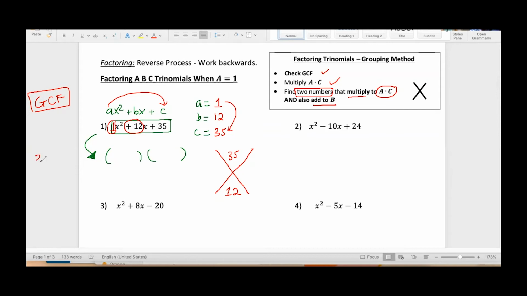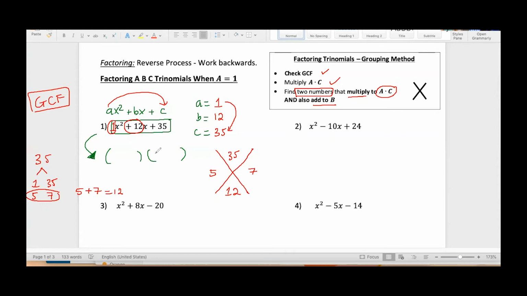So I would like to break it down right here with you to find the factors of 35. We have 1 and 35. We have 5 and 7. But obviously 1 and 35 have nothing to do with 12 when you add them, right? So your factors are going to be 5 and 7. Okay. 5 times 7 gives you 35, and 5 plus 7 gives me 12.